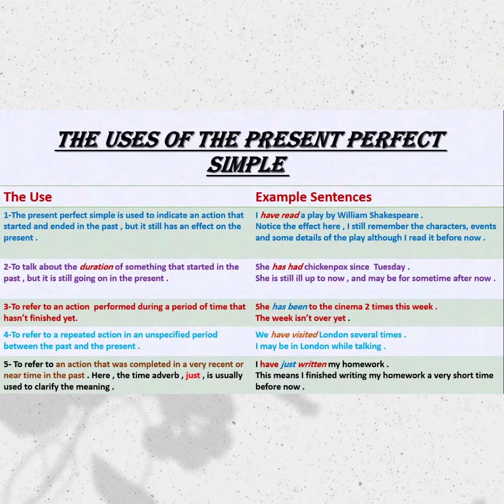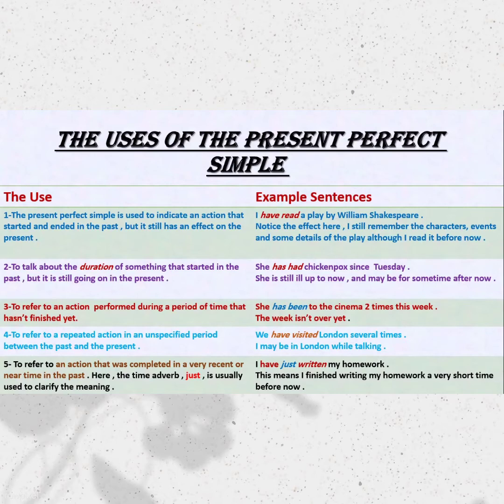I still have some details, or remember some details, about the play. So what do we mean by the effect on the present? Number 2, we can use the present perfect to assure the duration.